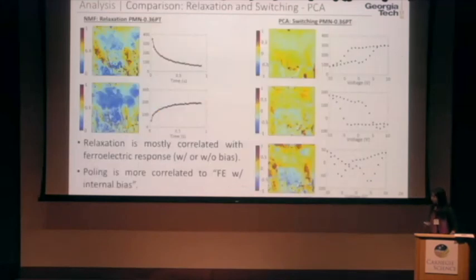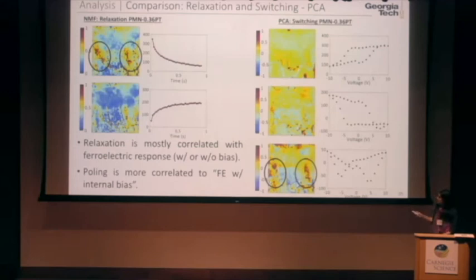And then lastly, when we try to correlate those relaxation behaviors to the regions for this switching behavior, what we notice, somewhat expectedly, is that the relaxation really follows this symmetric ferroelectric-like behavior, while the poling regions really follow the possibly ferroelectric but very strong internal bias regions.